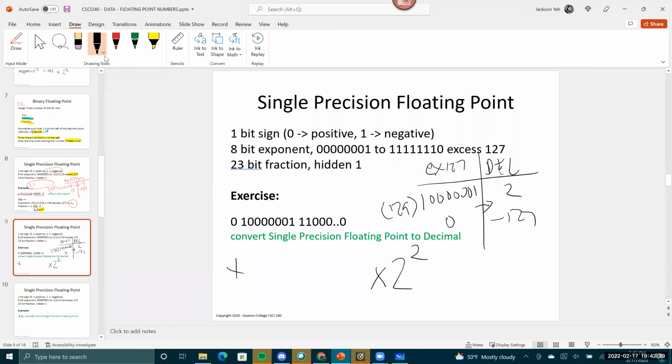Now the fraction is 1 1 0 0 0 dot dot dot 0. But remember, there's a hidden 1, so it's actually 1 point. All right. So are we done yet? Technically, no, because it's asking you to convert to a decimal, right? This is still in scientific notation. So if I really want to be thorough and convert it, then with this times 2 to the 2, I move the decimal point 2 places. This becomes 111. And 111 is 7. All right. Everyone got that?